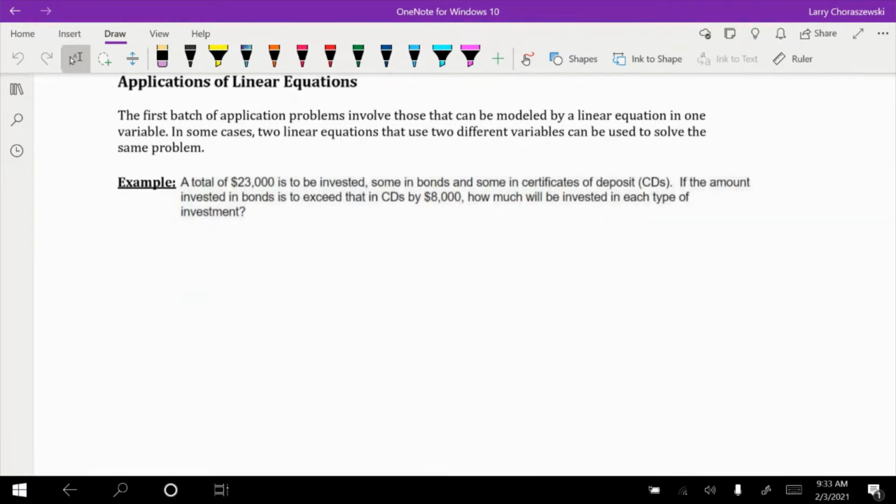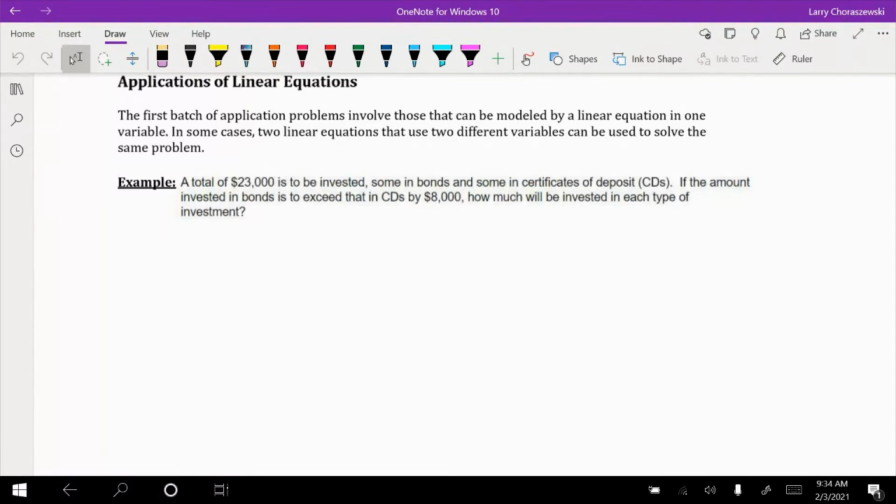And let's start with our first example. It says a total of 23,000 is to be invested. Some are going to go into bonds, and some of the money is going to go into certificates of deposit. So right off the bat, they tell us indirectly that we have two different types of investments that we're not really sure how much is going into one and how much is going into the other. Furthermore, it says if the amount invested in bonds is to exceed that in CDs by 8,000, big money question here, how much will be invested in each type?